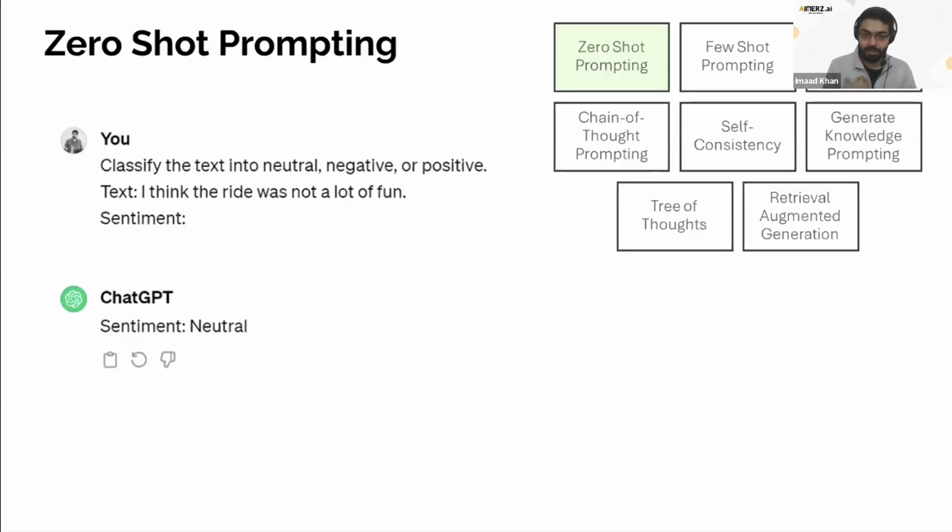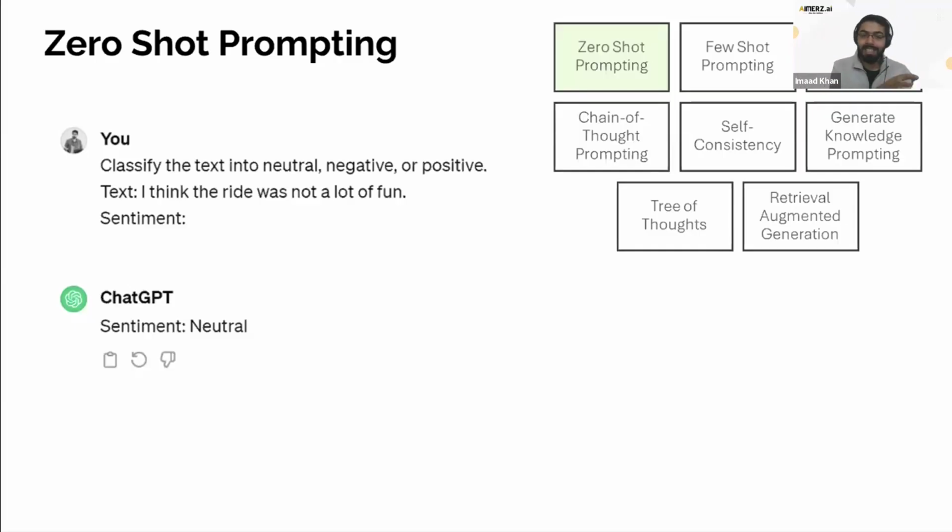Sentiment is neutral. It was, I said, ride was not a lot of fun. How is this a neutral sentiment? Right? So the earlier systems, this is one, I think, 8 months, 9 months. In the world of AI, 1 week is 1 year anyway. So yeah. So classify the text into neutral, negative, positive.